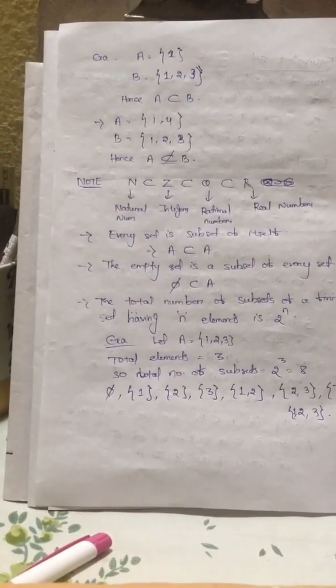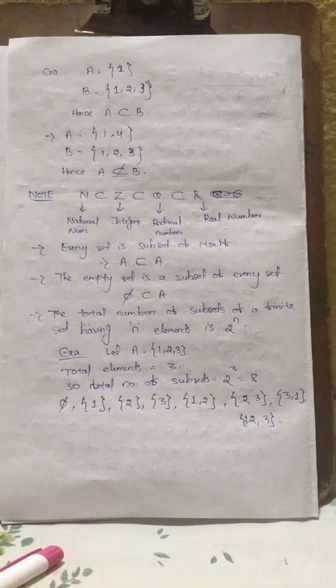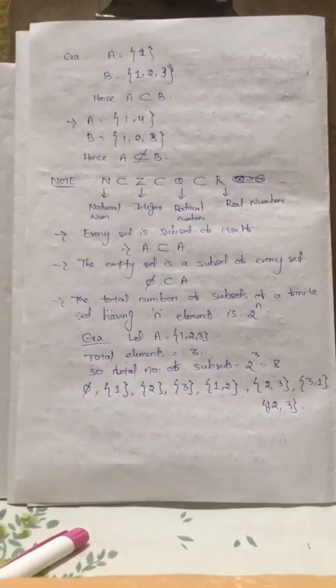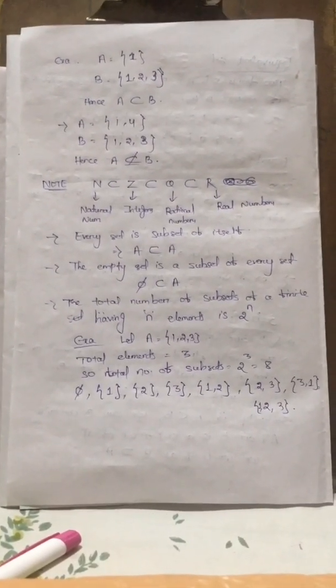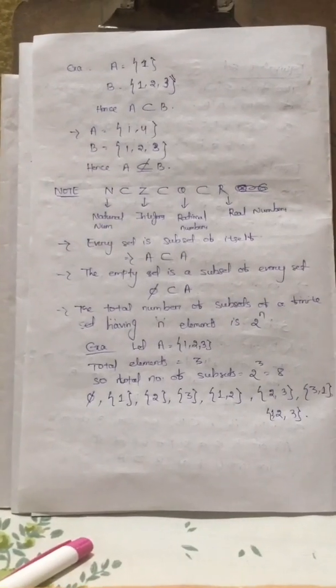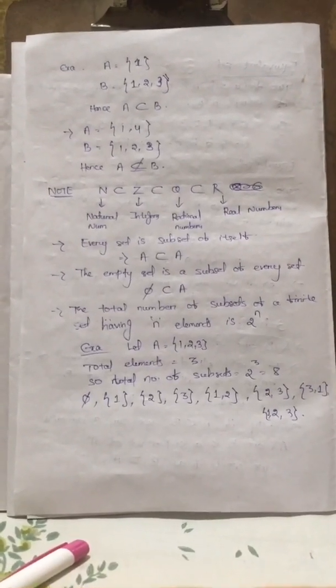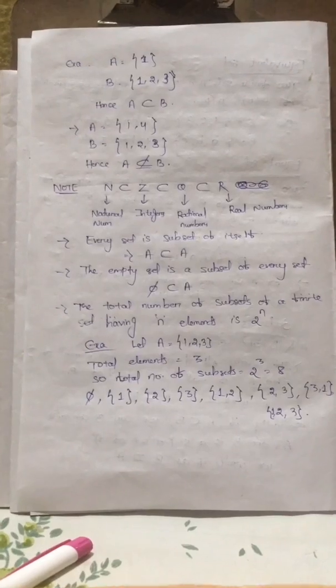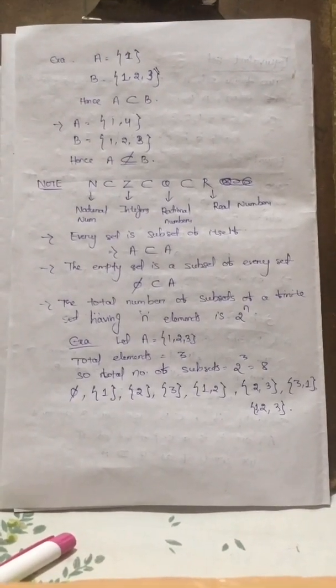So now next I have written every set is a subset of itself, meaning A is a subset of A because A contains A. If I write A is equal to {a, b, c}, then I can say that A is a subset of A because A is containing that set A. So that's why every set is a subset of itself.